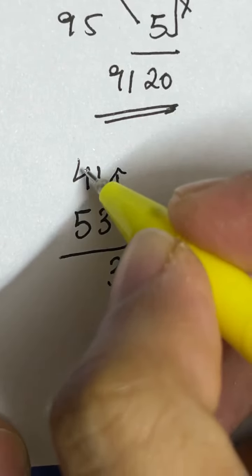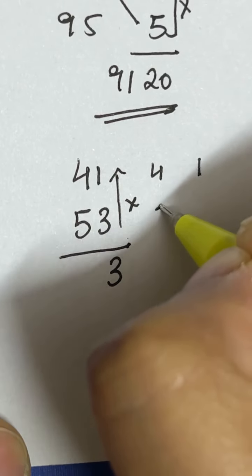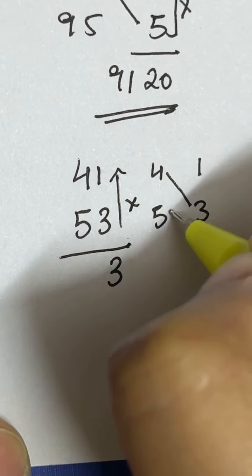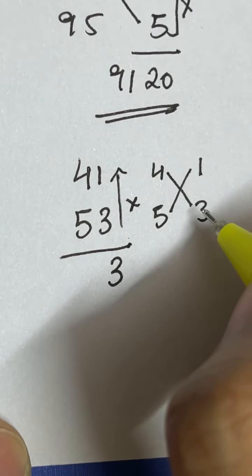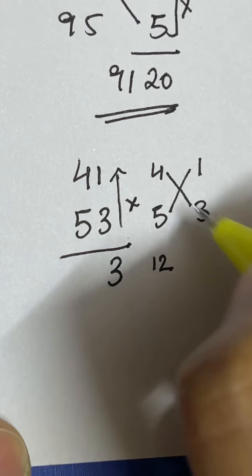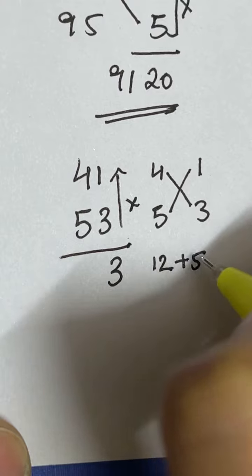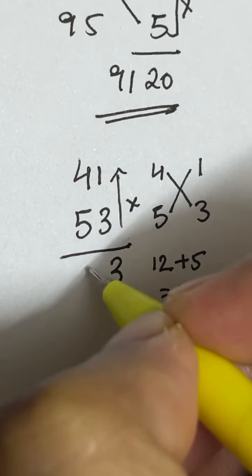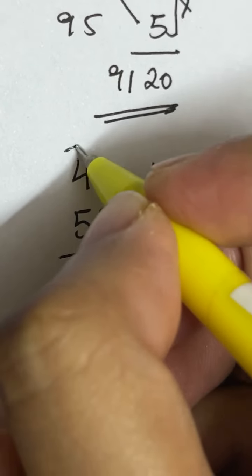Okay. Now I'm going to write these numbers for your understanding: 4, 1, 5, 3. And what we are going to do here is cross multiply. The same thing we were doing there, we are going to do the same thing. 4 times 3 is 12. 5 times 1 is 5, and you add them. 12 plus 5 is 17. So I got 17. 7, and 1 goes carry over.